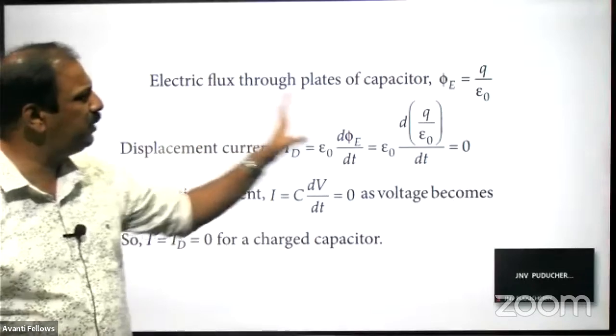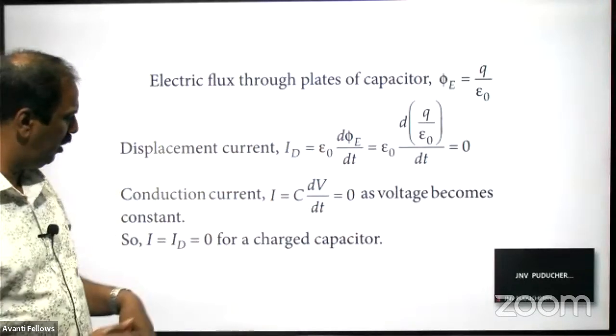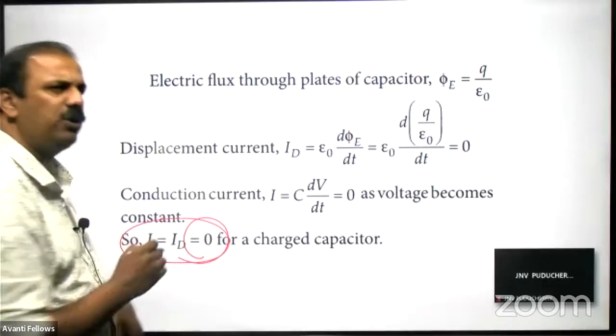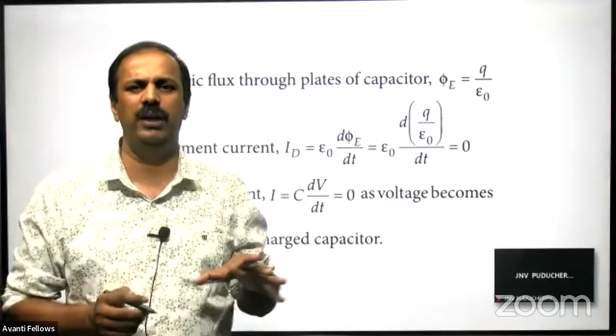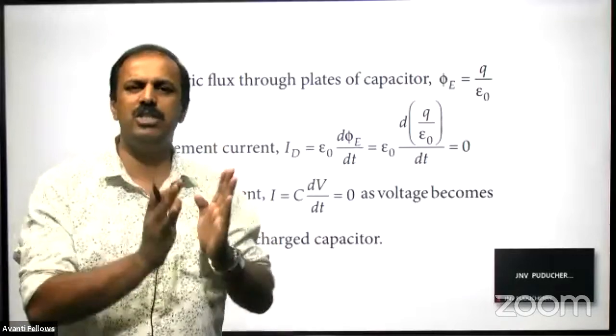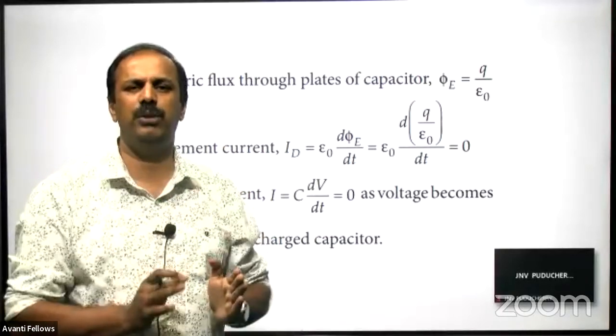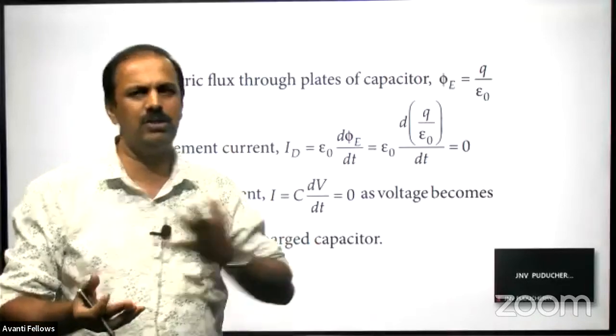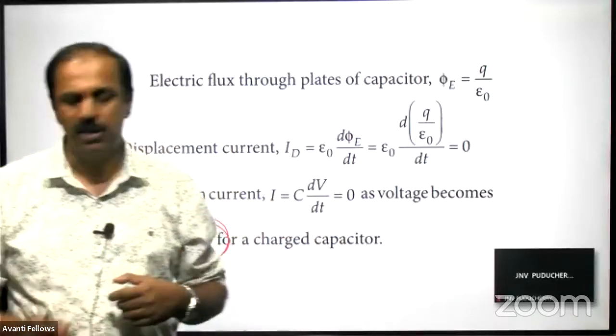Here they explained all those things based on the equations, but the final answer that comes is zero only. I is equal to I_D is equal to zero. So you have to just remember that one only. In the capacitor, once it is charged, no current will pass through that one. It will just stay as such. It is called a steady state. Steady state means there is no change afterward. That's why it's called steady state.